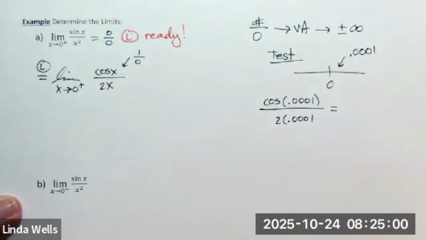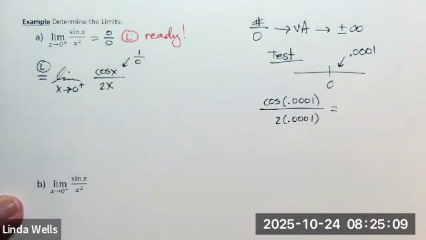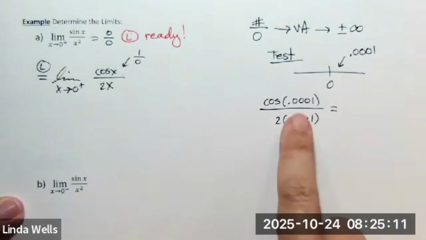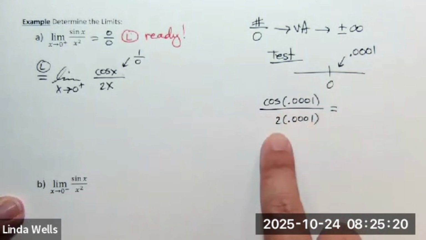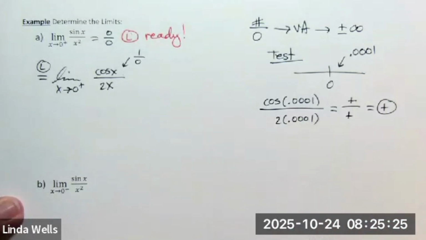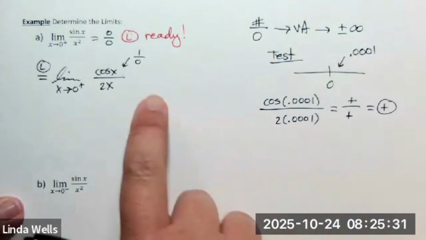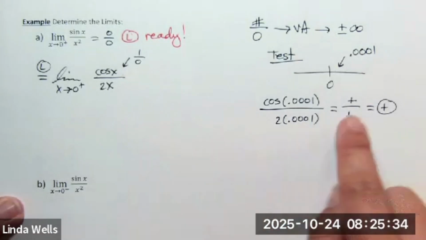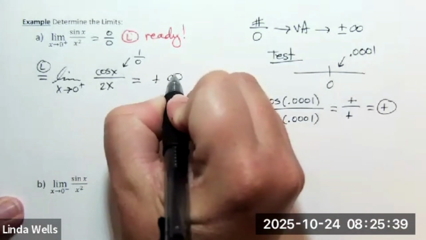I don't need the answer. I need to know if it's going to a positive or negative big number. So calculator, wonderful tool. Cosine of a very tiny positive number is what sign? That would be positive. The bottom is positive. A positive divided by a positive is a positive. This test here has now told you that yes, you're approaching a vertical asymptote, but because you're approaching from the right, you are going up that vertical asymptote to positive infinity.